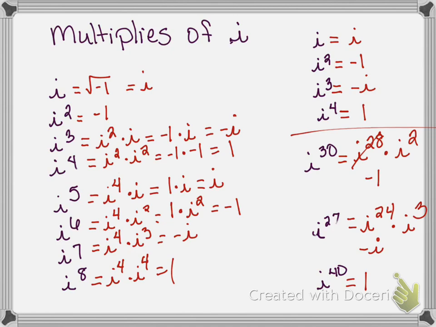So i is not 1. i is the square root of negative 1, and that's just the first thing in the cycle. So we have i, negative 1, negative i, positive 1. And you can write it out. I mean, if you want to write it out 40 times, you can. I'm just saying you can. You don't have to.